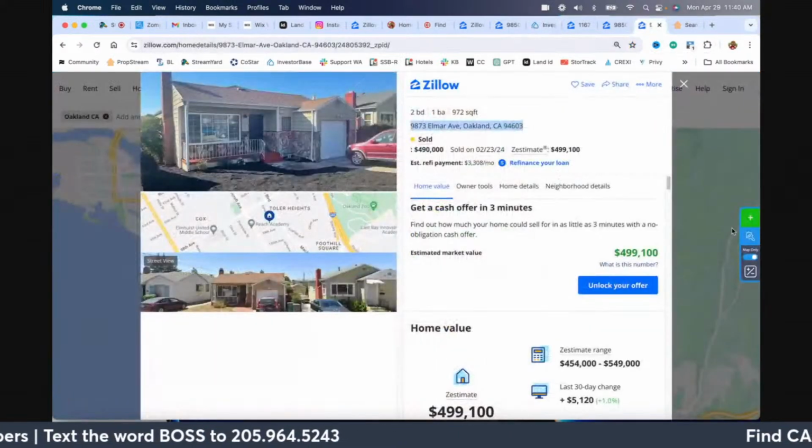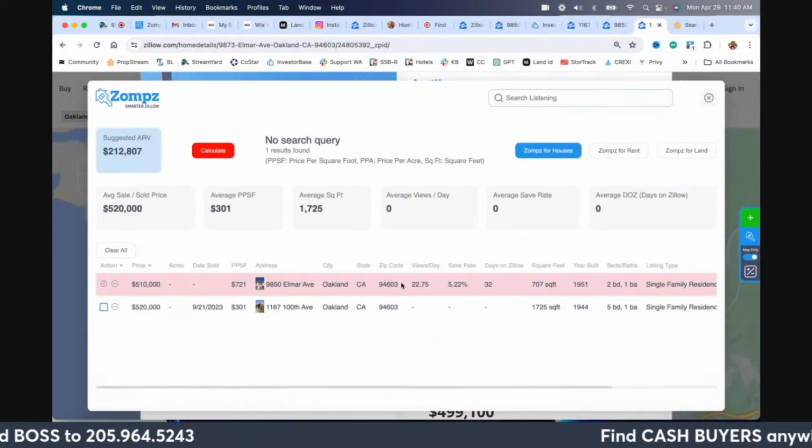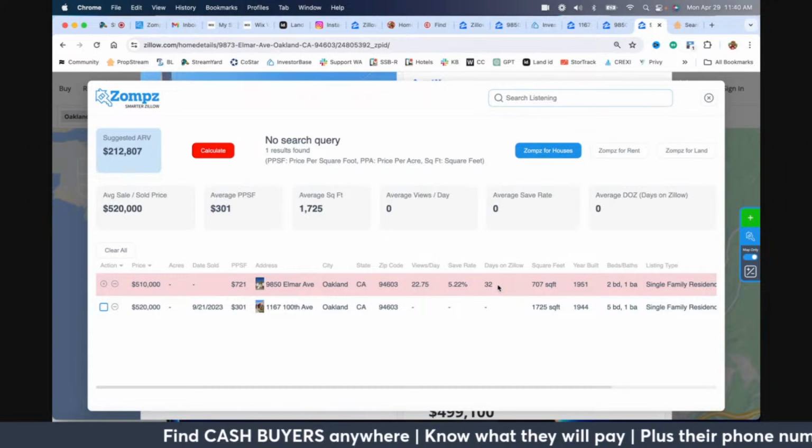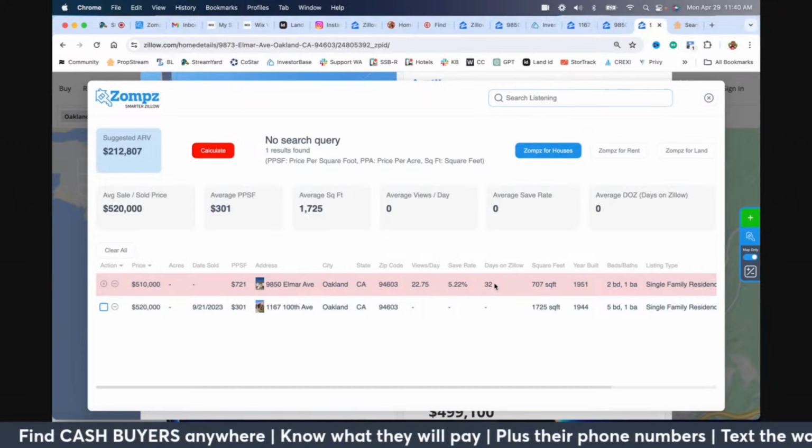It's averaging 22 views per day. Save rate is okay, or whatever. Hope that's not most of the agents, but it's only been on the market 32 days. So yeah.